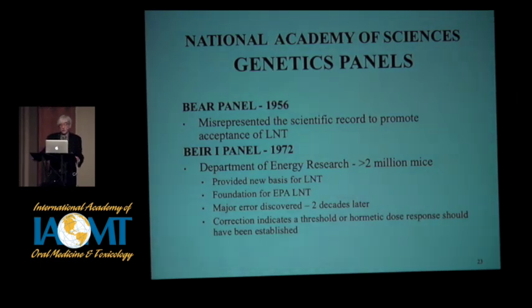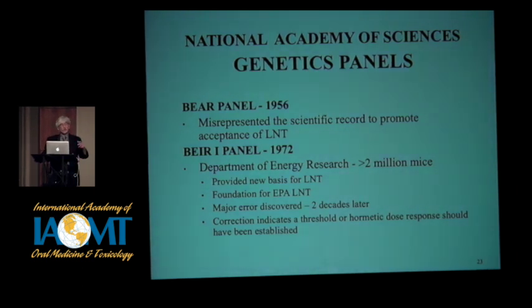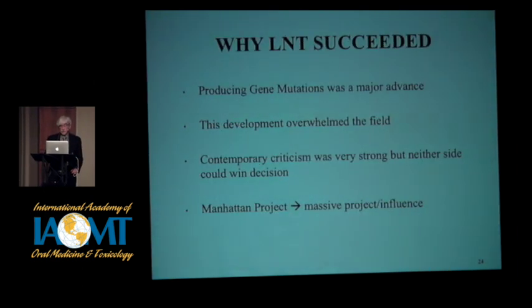The BEAR 1 report in 1972, I don't find any dishonesty there, but I find error. There may have been dishonesty on the part of the Russells. I don't know that for sure. That's what Selby thinks. But basically, when you correct for that error, it discredits the LNT interpretation, as I just mentioned. So why has LNT succeeded? And why is it still the prominent paradigm?